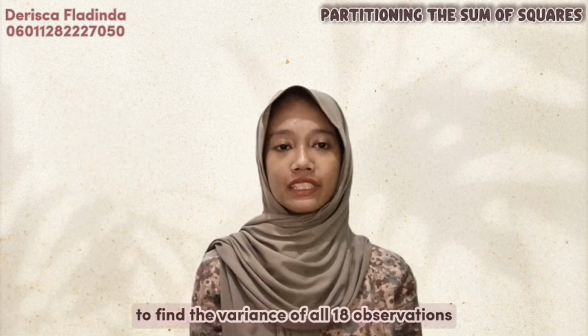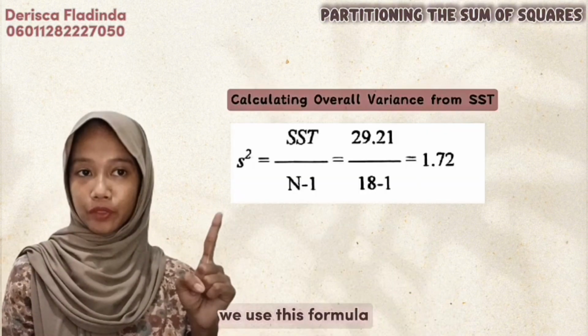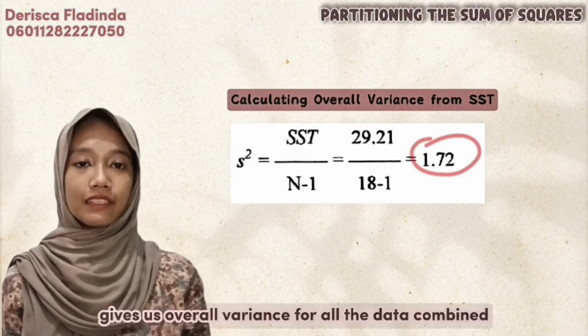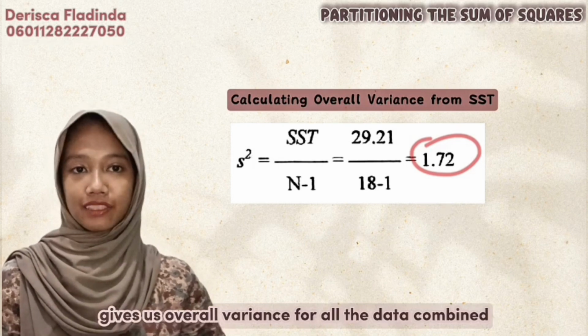To find the variance of all 18 observations, we use this formula. This gives us the overall variance for all the data combined.